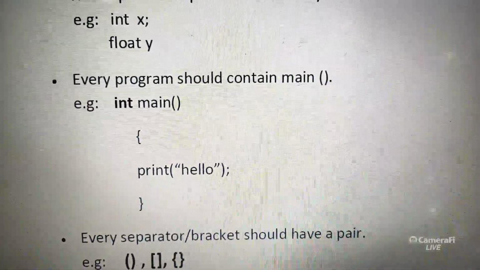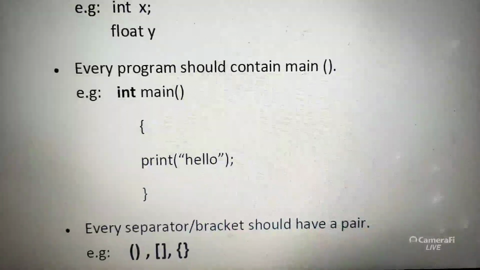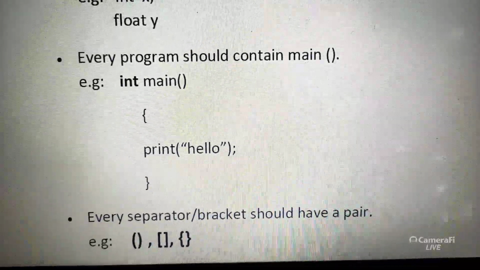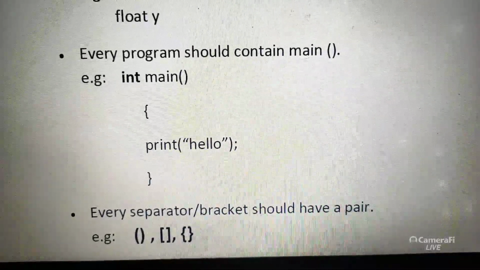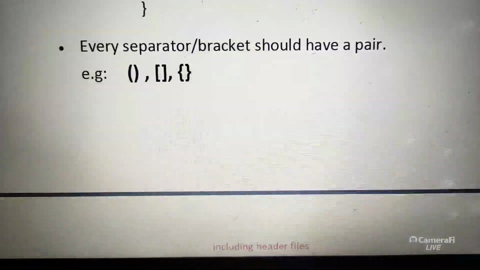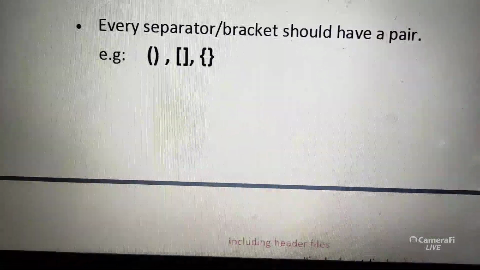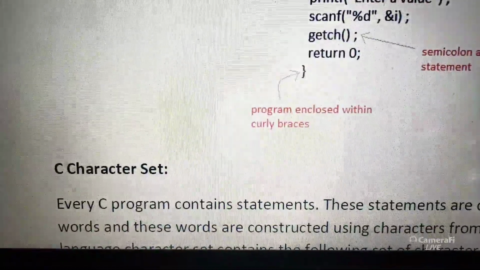Every program should contain a main method, the main function. It is compulsory, mandatory to use main in every program. You observe three programs, you can find main is compulsory. Every opening should have a pair, so however many opens there are, that many closes should be there. This is a rule.